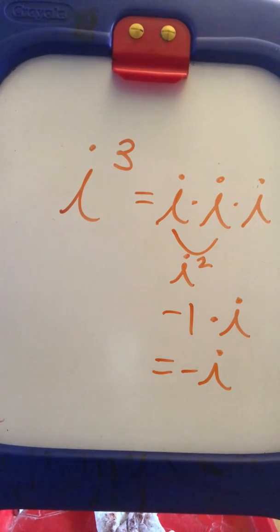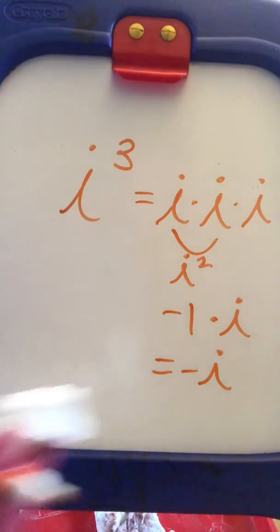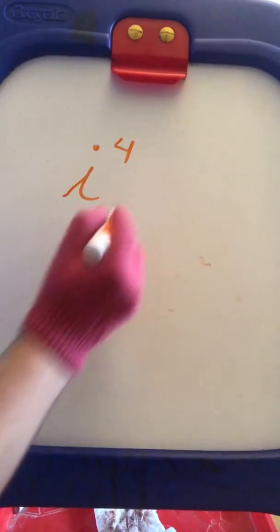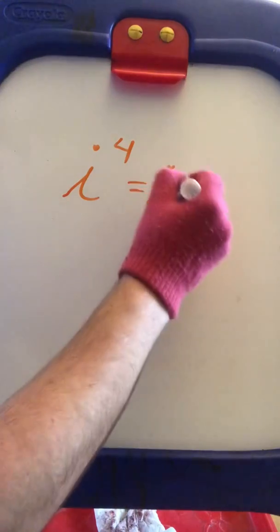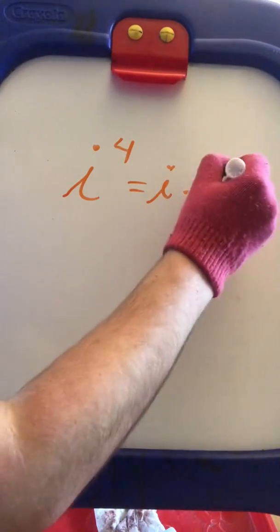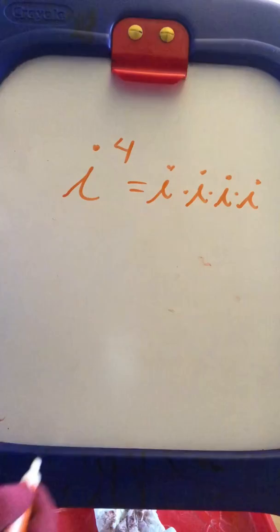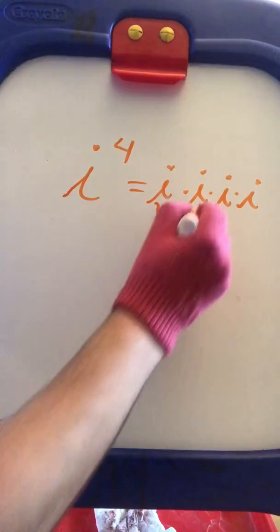That's weird. That can't be right. Let me try one more. Let me try I to the 4th, because that's got to come out to be something a little different. I to the 4th is I times I times I times I. So we've really got an I squared.